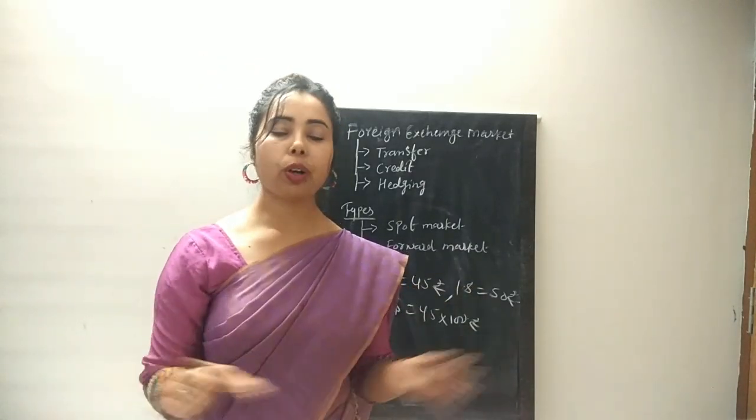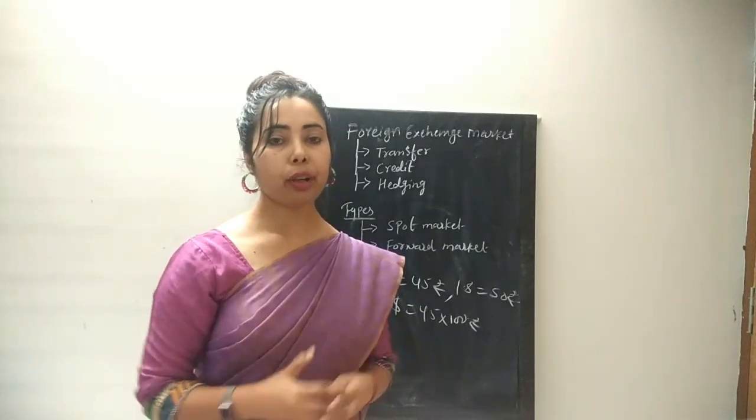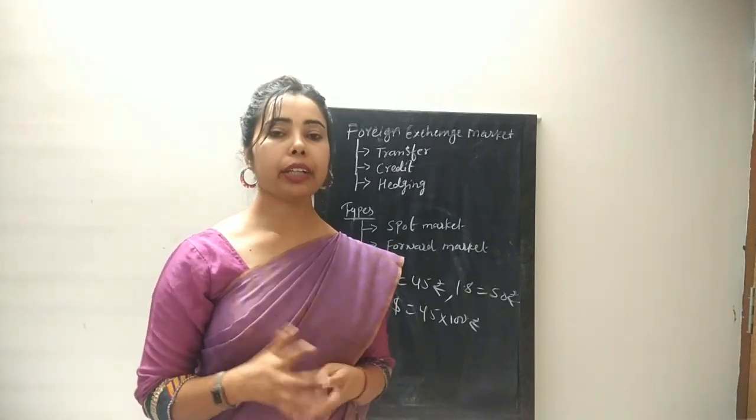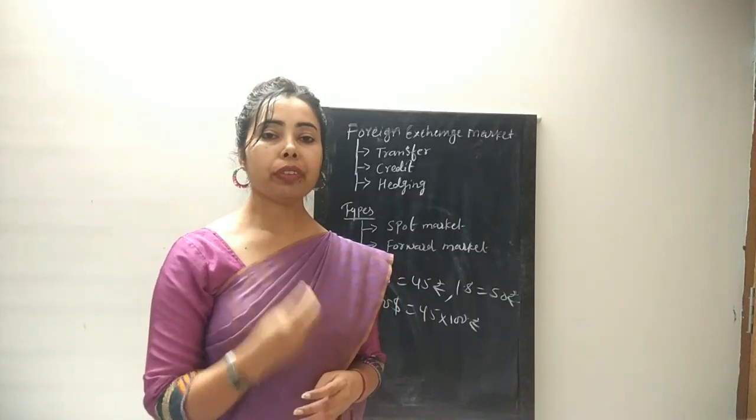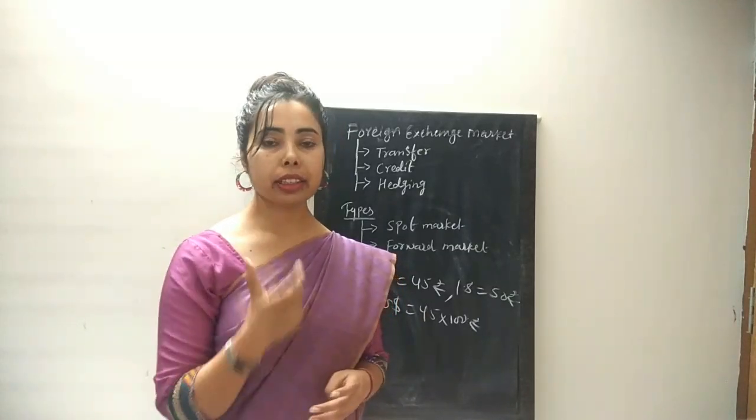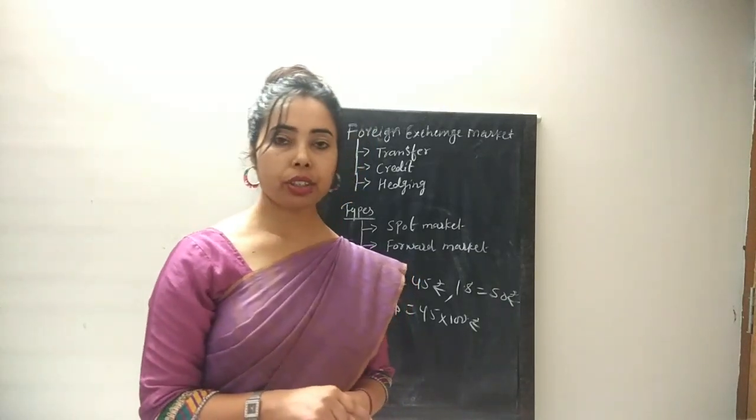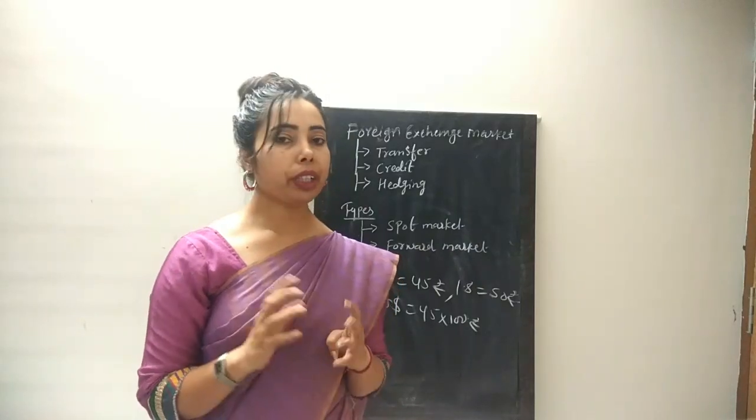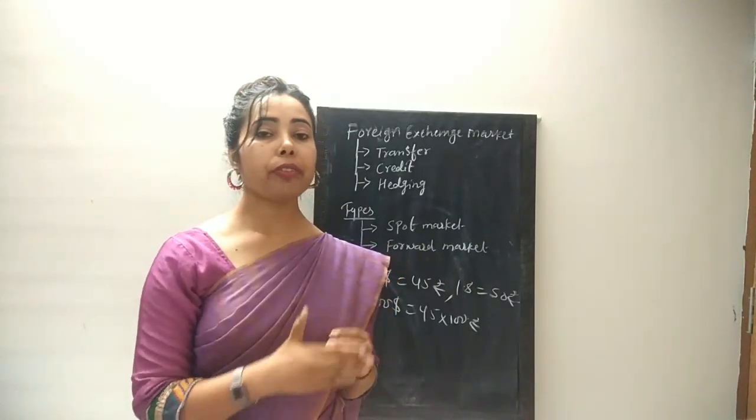To avoid all these variations, what happens? We do hedging at the time of the transaction, at the time of the contract, that if the rate of exchange changes in future, we will mutually agree at a certain rate, and that rate is also determined at the time the transaction takes place, at the time the contract takes place. At the same time, the buyer and seller mutually agree on the variation.